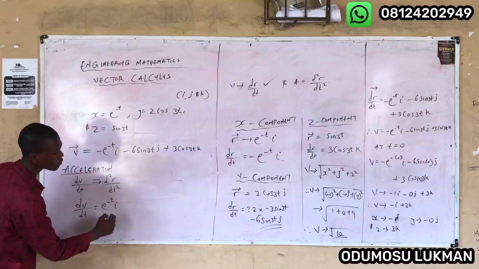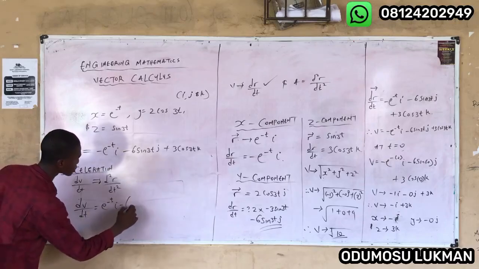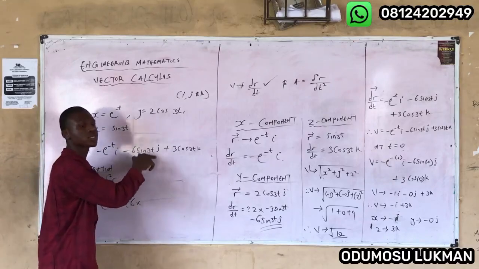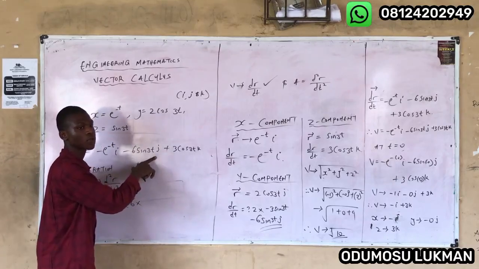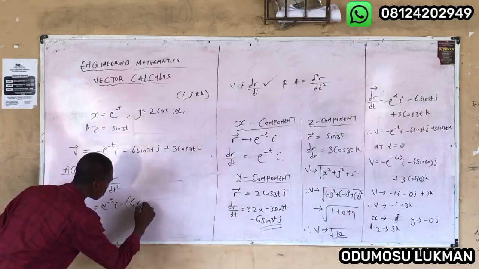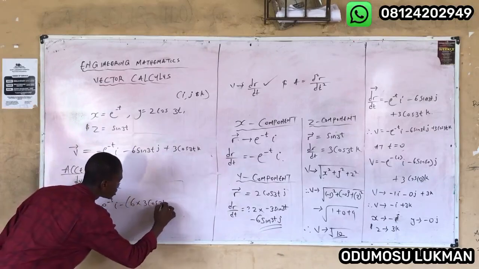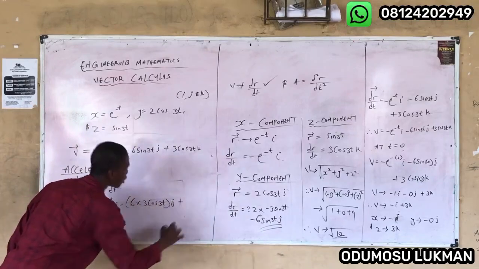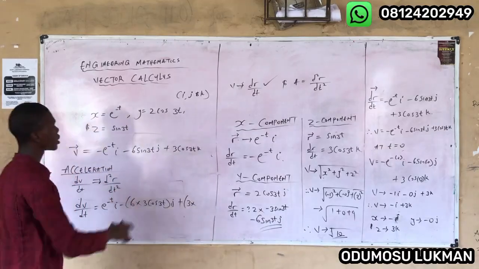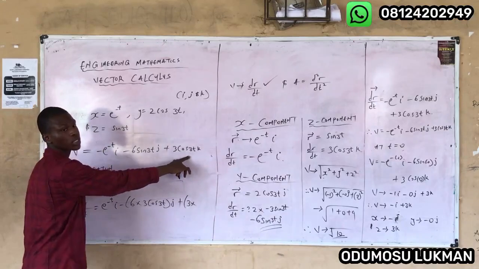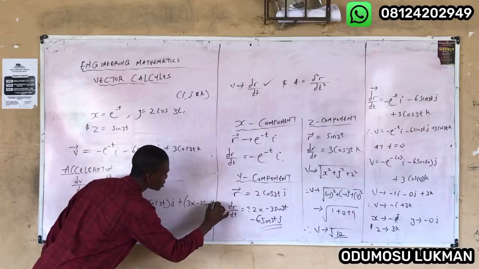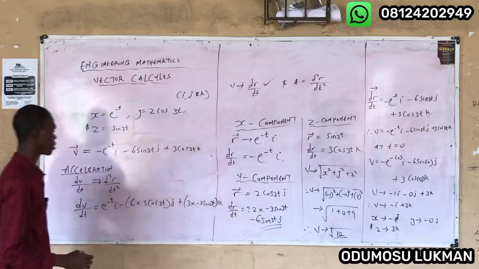So by doing that, you have minus open bracket 6 times. Now, when we differentiate sine 3t, what will be the derivative? That will be 3 cos 3t j, plus open bracket 3 times, this one will be cos 3t, which differentiates to minus 3 sine 3t.